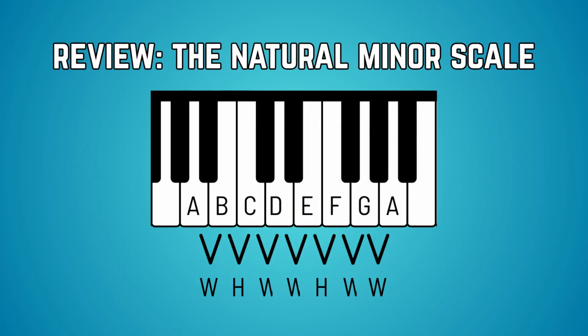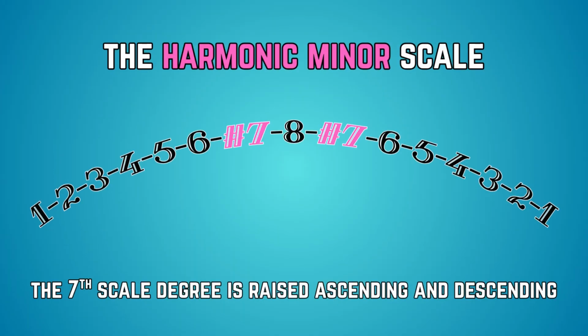Let's begin with a quick review. Here's the A natural minor scale: A, B, C, D, E, F, G, A. A natural minor contains no sharps or flats. Its pattern of tones and semitones is tone, semitone, tone, tone, semitone, tone, tone. Because harmonic and melodic minor are both based on the natural minor scale, it is important to begin by identifying the notes of the natural form. From there, we can alter the necessary scale degrees. Let's begin with harmonic minor.